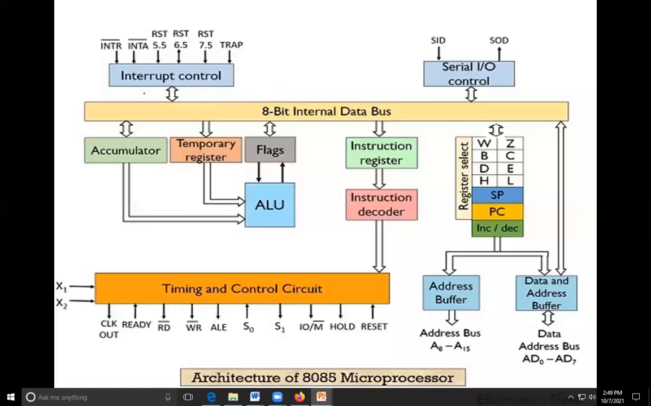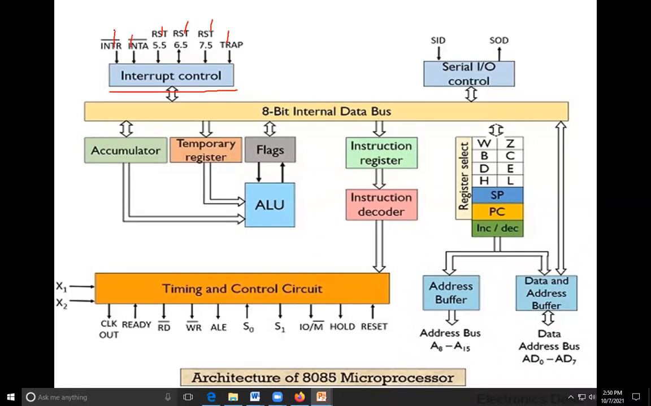Then we will go from top to bottom. This is called the interrupt control. We're discussing interrupt control. How many interrupts are there? Trap, non-maskable interrupt, reset, 7.5, 6.5, 5.5. Then this is the interrupt acknowledgement, and this is where the interrupt is given.